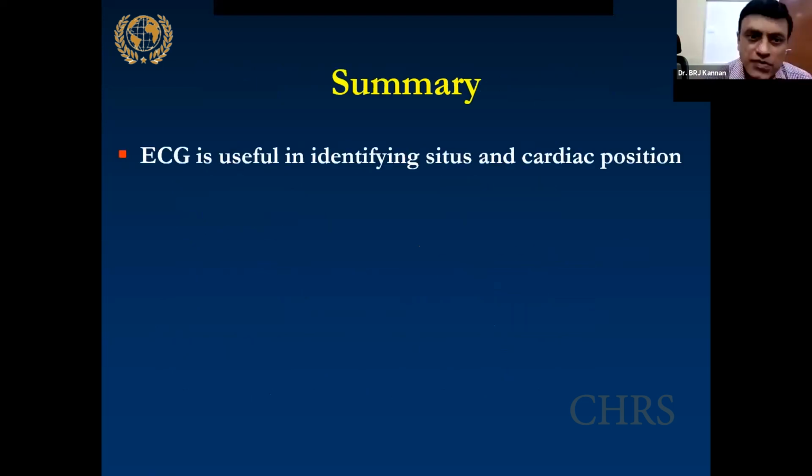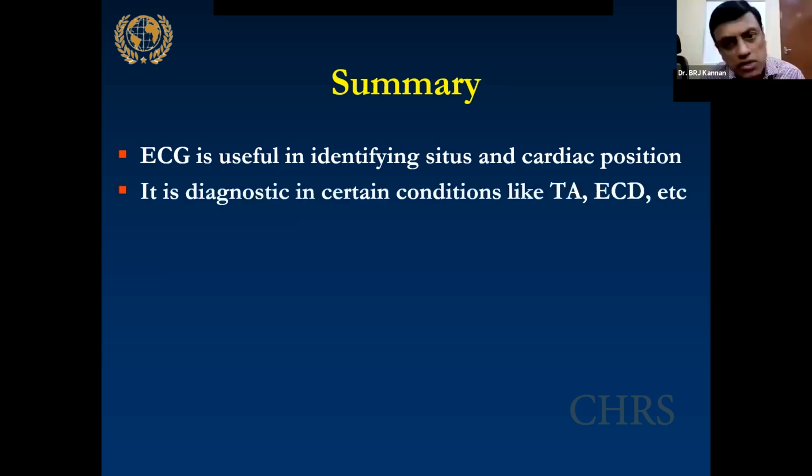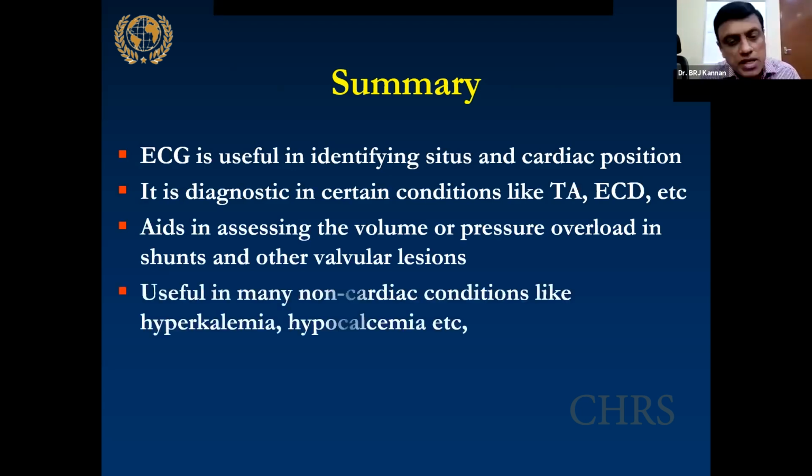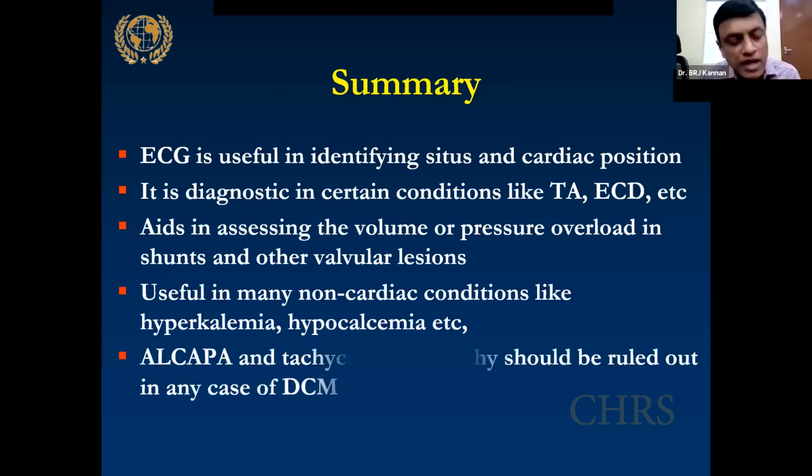To summarize my talk: ECG is very useful in identifying situs and cardiac position. It is diagnostic in certain conditions like tricuspid atresia and endocardial cushion defect. It aids in assessing volume or pressure overload in shunts and other valvular lesions. It is useful in many non-cardiac conditions like hyperkalemia and hypocalcemia, which I have not discussed because it's a general topic, which anyway you all will be knowing. ALCAPA and tachycardiomyopathy should be ruled out in any case of dilated cardiomyopathy.